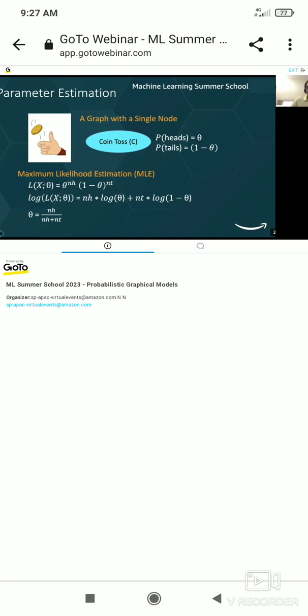So then what you would do is you would essentially construct a likelihood in this particular form, theta to the power nh into 1 minus theta to the power nt, sorry. And then take the log of this to arrive at an expression of this form. And then if you actually differentiate this with respect to theta and set it to 0, you would end up with this particular expression, right? Which is very intuitive. I mean, the probability of heads is the number of heads given by the total number of trials. So this is essentially a maximum likelihood estimate.